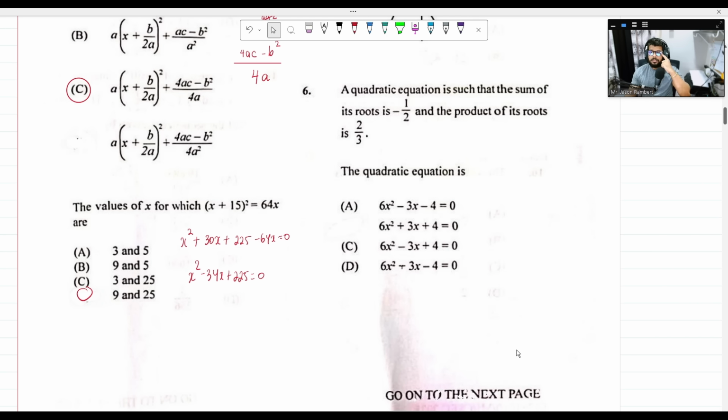A quadratic equation is such that the sum of the roots is minus 1/2 and the product of the roots is 2/3. So the equation is x squared, take away the sum of the roots, which is minus 1/2 x, plus the product of the roots, which is 2/3. So multiply everything by 6: 6x squared plus 3x plus 4. Yeah, they get this one correct.